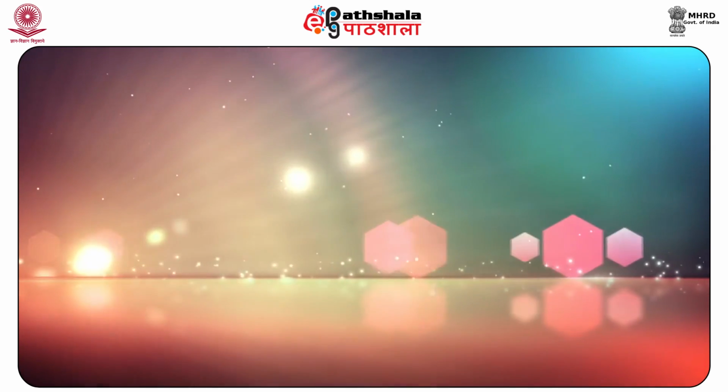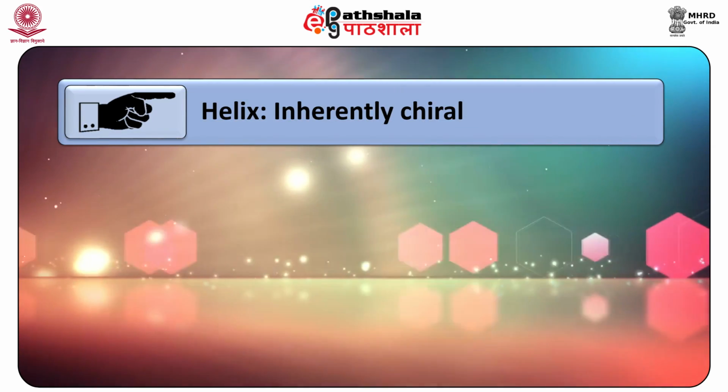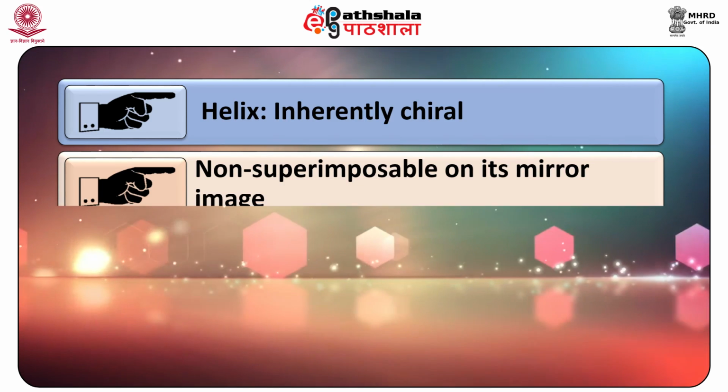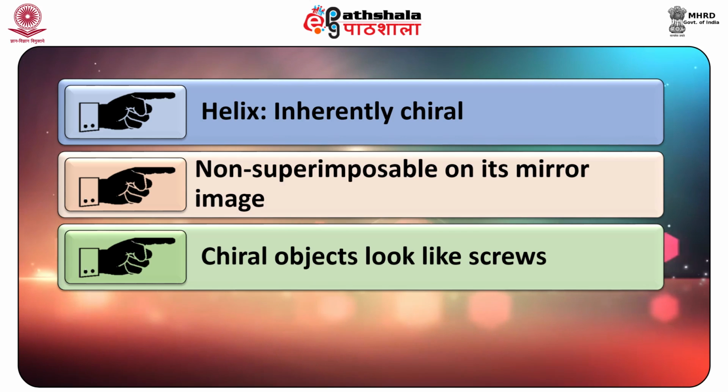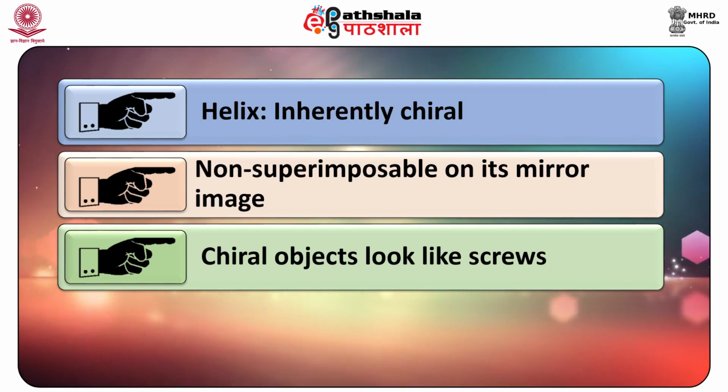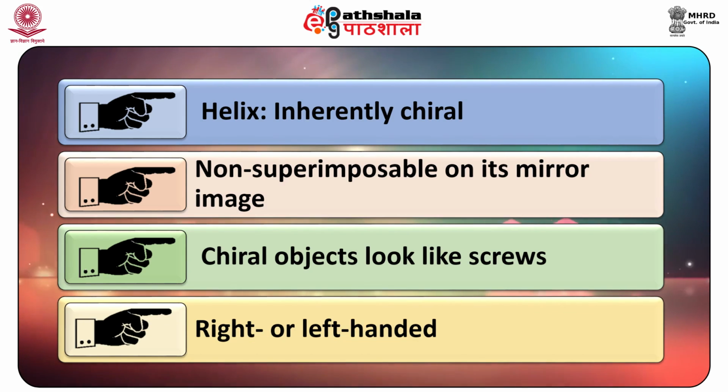Helicity. A special case of chirality axis appears in the molecules with the helical shape. A helix is inherently chiral and is non-superimposable on the mirror image. Helices are chiral objects that look like screws and can therefore be right or left handed respectively. In nature, this type of chirality is frequently found, for example, in mussel or snail shells.